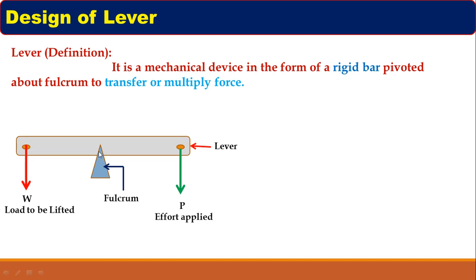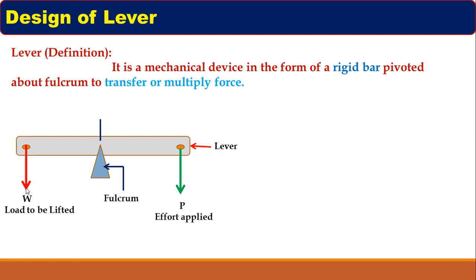But if the distance between this fulcrum and this effort is too large as compared to the distance between load and fulcrum, then we can say that it is multiplying force. That means the magnitude of effort required will be less as compared to the magnitude of load. So with the help of less effort we can lift this load.